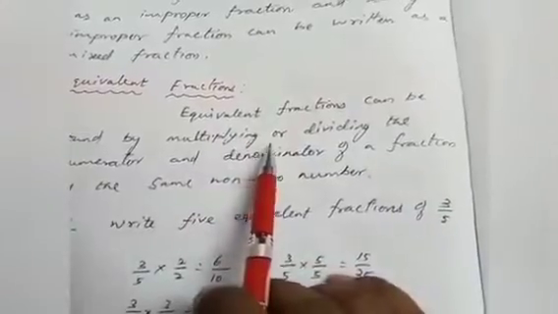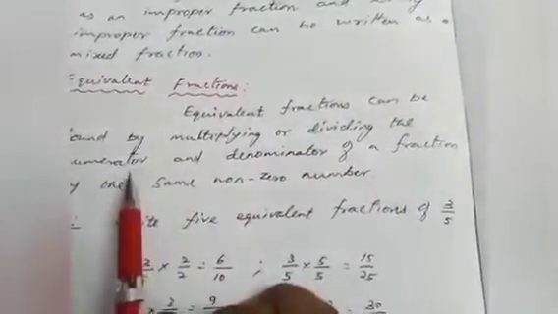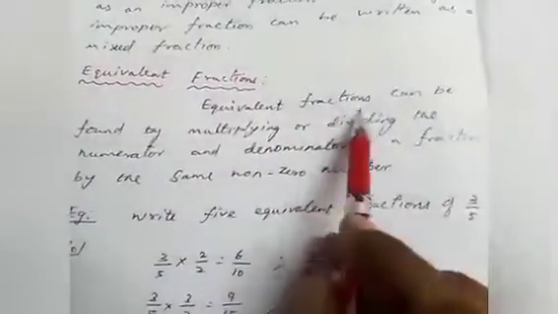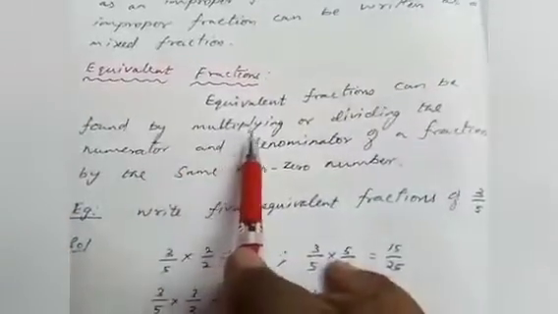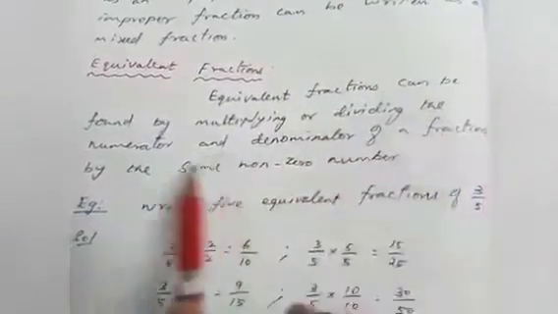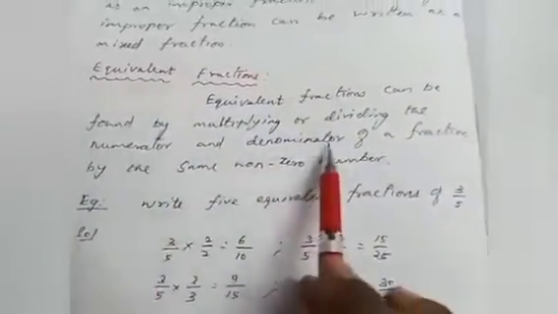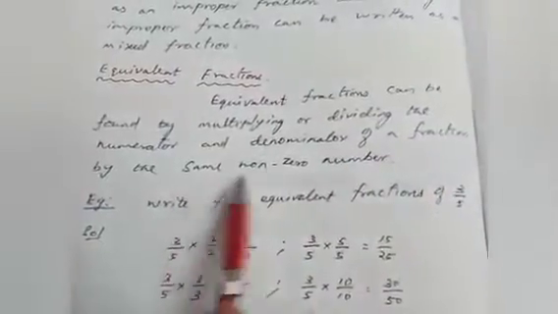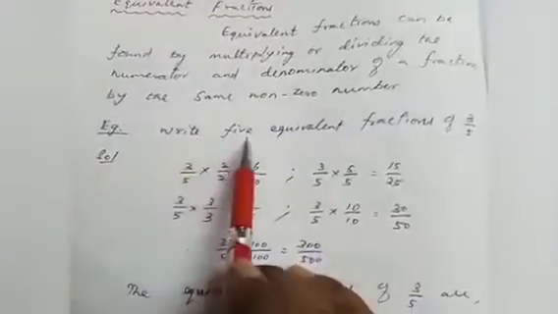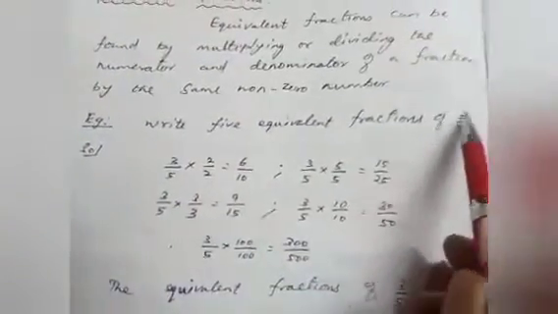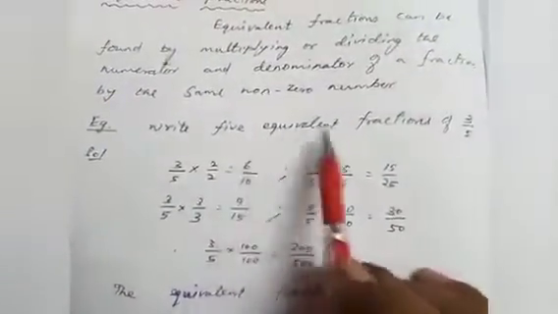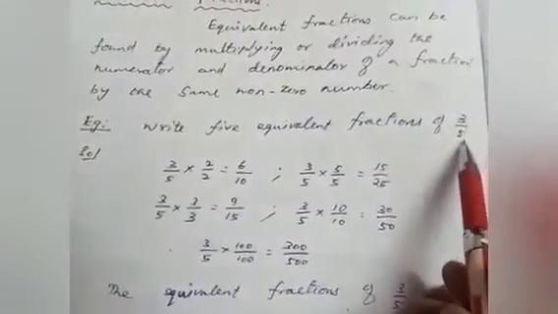The next, equivalent fractions. Equivalent fractions can be found by multiplying or dividing the numerator and the denominator of a fraction by the same non-zero number. For example, write 5 equivalent fractions of 3 divided by 5.